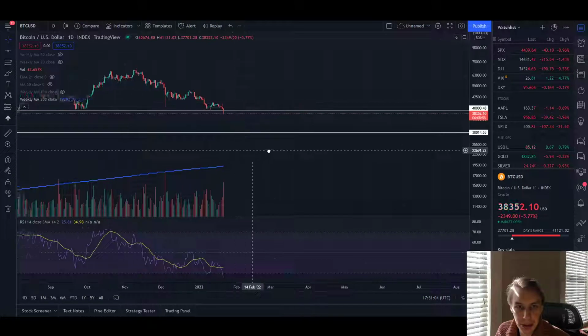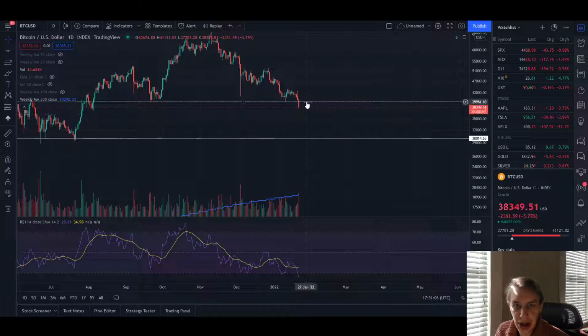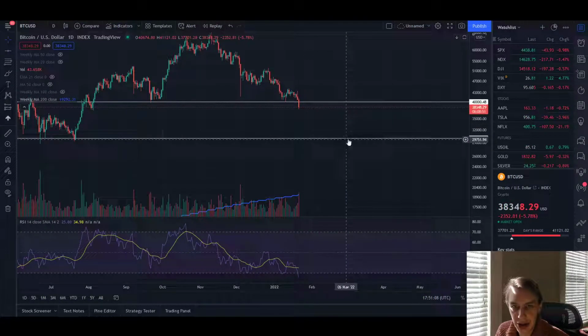I think the more realistic bearish scenario is that we grind down into the 30K range and then see some moves back to the upside.